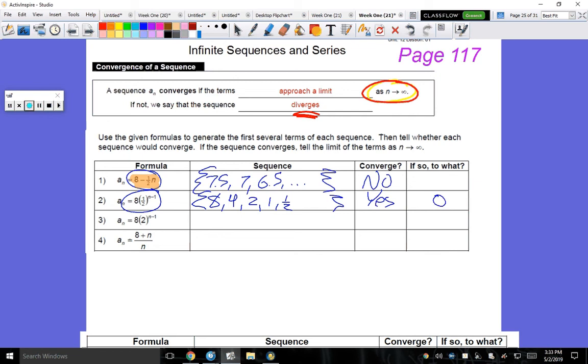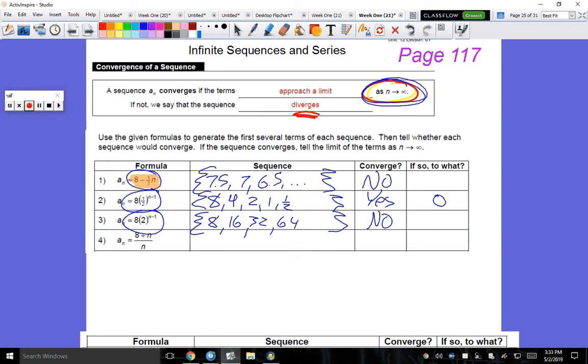Okay? And then, this is geometric. Let's list out some terms. We have 8, 16, 32, 64. You see the pattern? Remember, we're approaching infinity. Is this going to converge? No, it's out of control. It's growing out of control. Okay? So it's not going to converge.